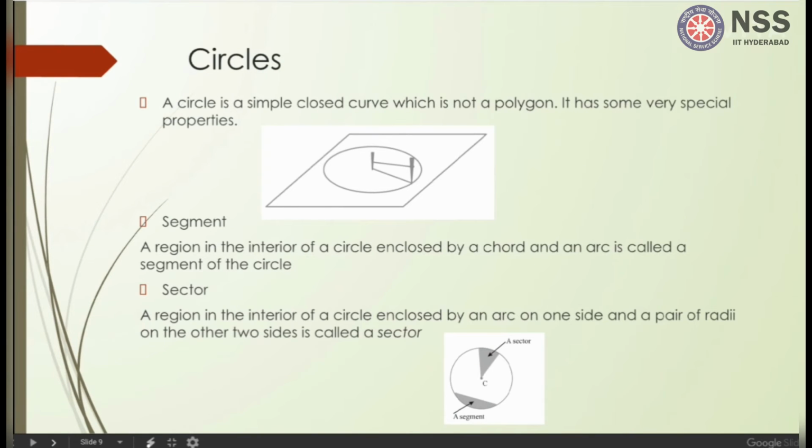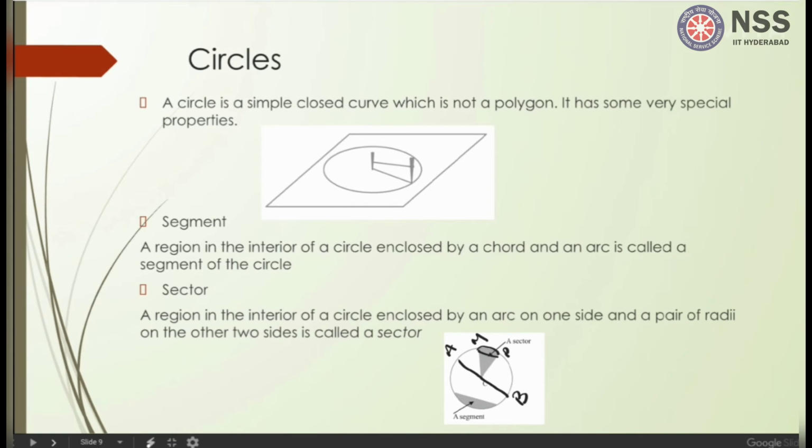Circles. You find many things that are round: a wheel, a bangle, a coin, etc. We use round shapes in many ways. What is a circle? A circle is a simple closed curve which is not a polygon. It has some very special properties. This is a circle with center C. CP, CM are known as the radii of the circle. PM is known as the chord. AB is known as the diameter of the circle.